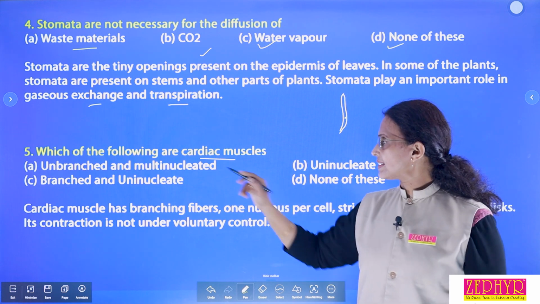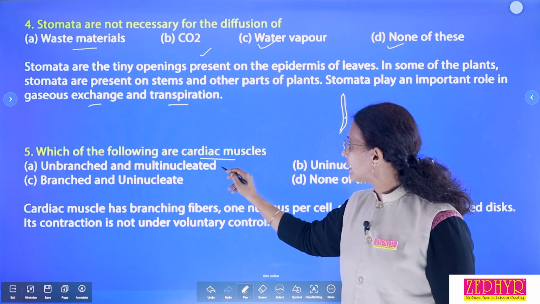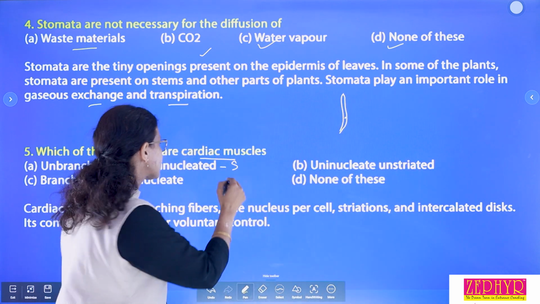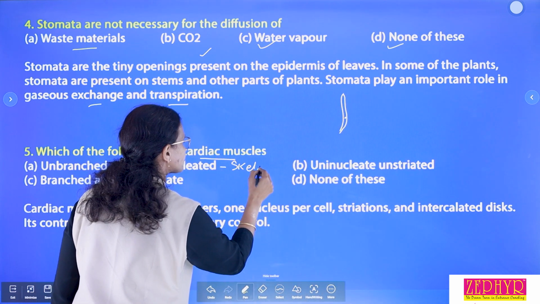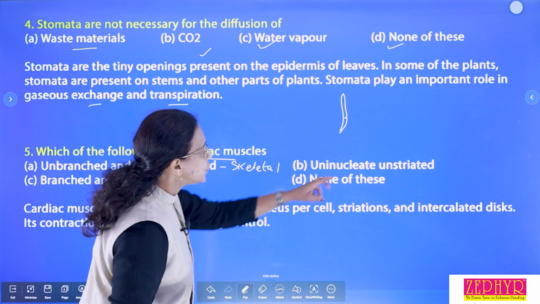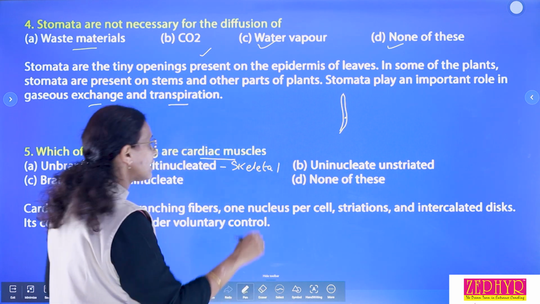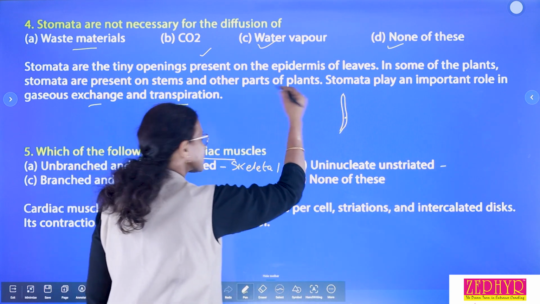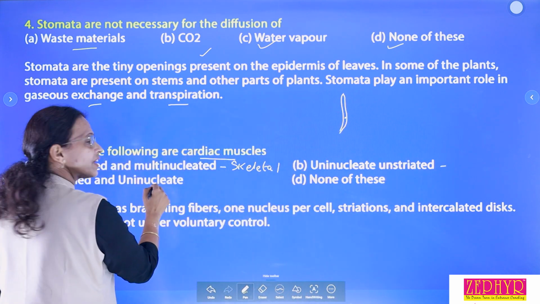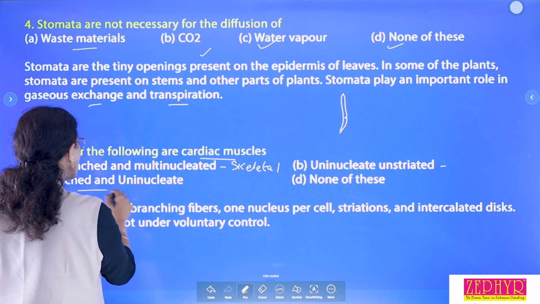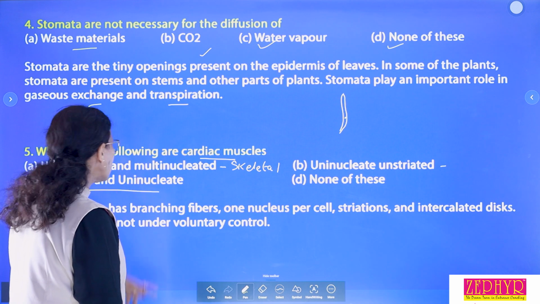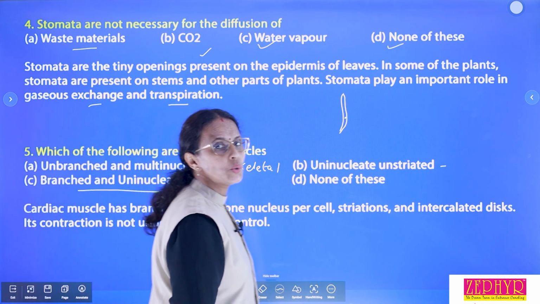So, which is the correct answer? Unbranched and multinucleate are skeletal muscle. Uninucleate and unstriated are smooth muscles. Smooth muscles are spindle shape. Then branched and uninucleate is the correct answer. Cardiac muscles are branched and uninucleate.